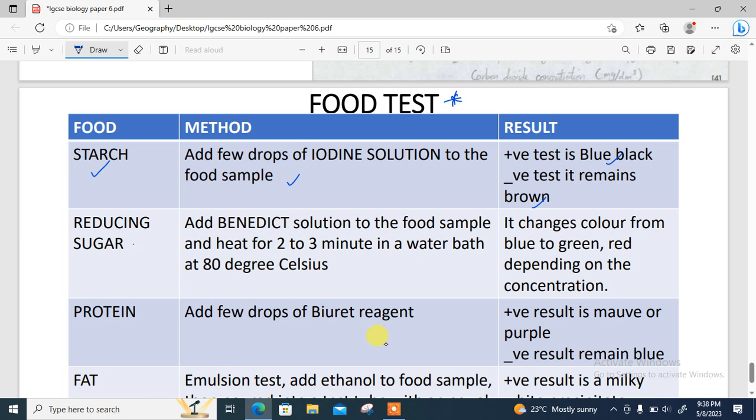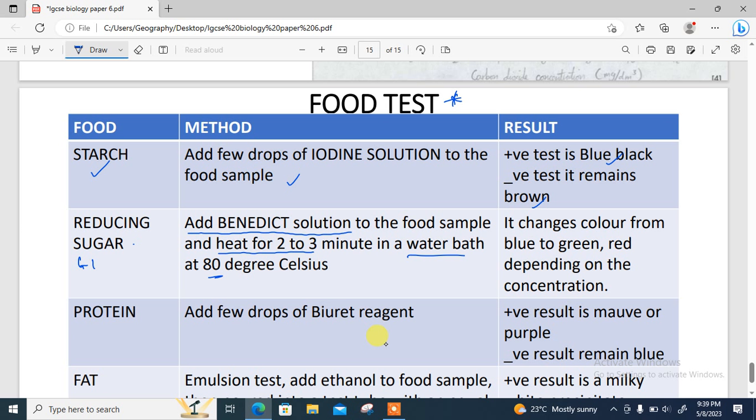Testing for reducing sugar like glucose, sucrose. Sorry, amino acid has to do with protein. That's an error. Amino acid is protein. Glucose, sucrose, maltose, they are all reducing sugar. So in testing for reducing sugar, you add Benedict's solution to the food sample. Then you heat for 2 to 3 minutes to at least 80 degrees Celsius in a water bath.